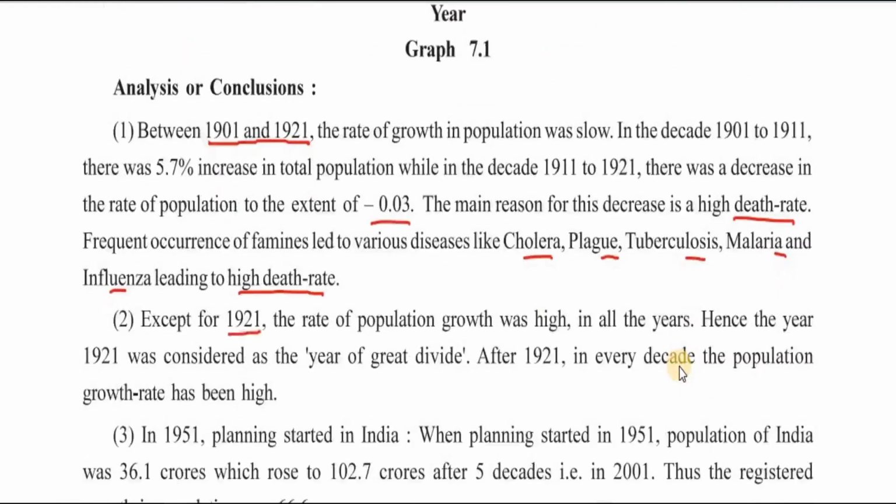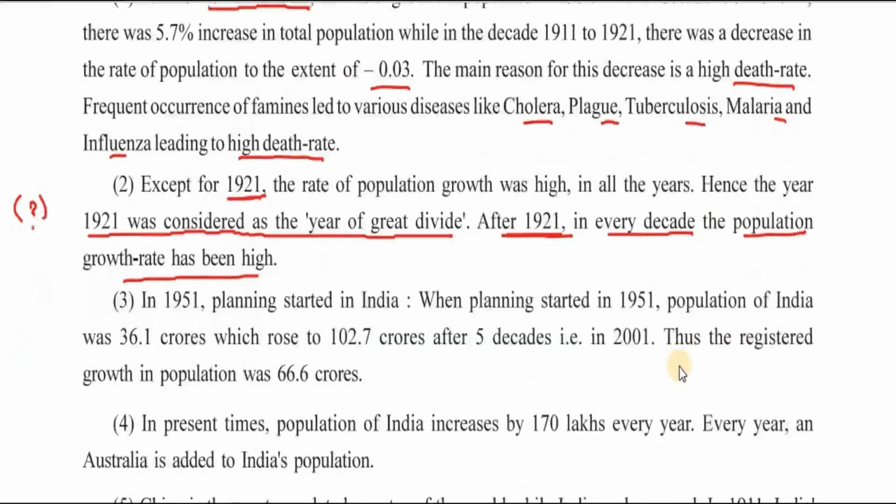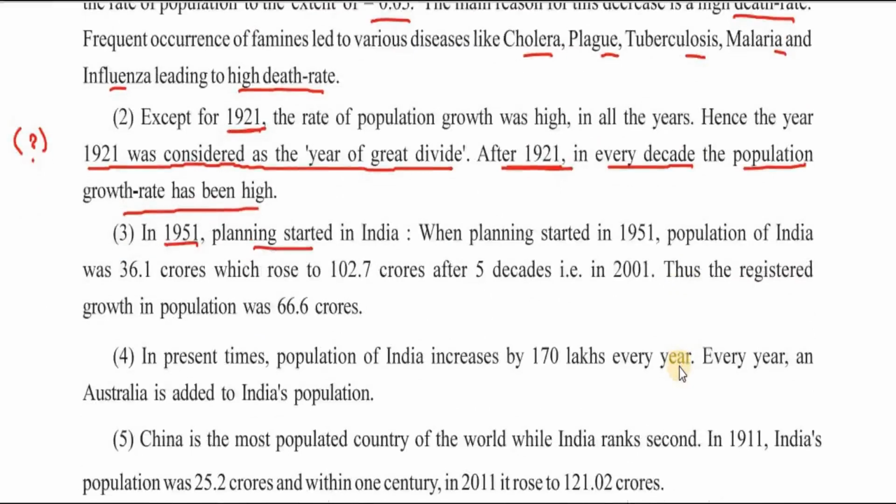Now, except for 1921, population growth rate was very high. So, 1921 is considered as the year of great divide. Why? Because after 1921, in every decade, the population growth rate has been high. Right? This is the reason why 1921 is known as the year of great divide. And then in 1951, planning started in India, facilities started increasing, health facilities improved, and so did our population from 36 crore in 51 to 102 crore in 2001. So we have a 66.16 crore net increase in our Indian population.